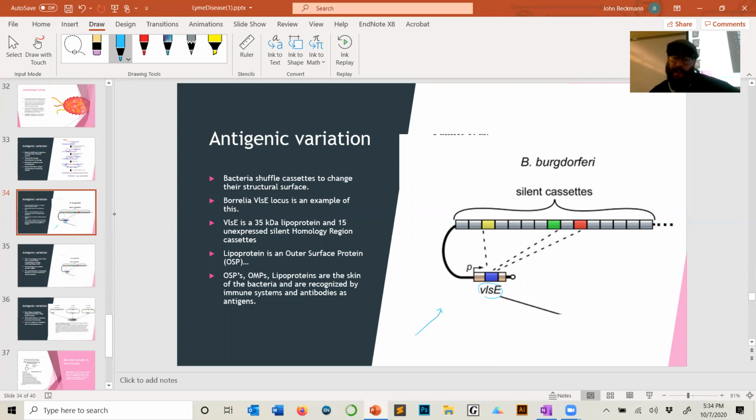Borrelia has made hundreds, I think this ... means it goes on for a long time, hundreds of different copies of different sequence variations which match in homology to this part of this antigen. So it's got long, what they're calling silent cassettes, which means these are cassettes that are not expressed. This is the one outer membrane protein that is expressed, because here's its promoter.